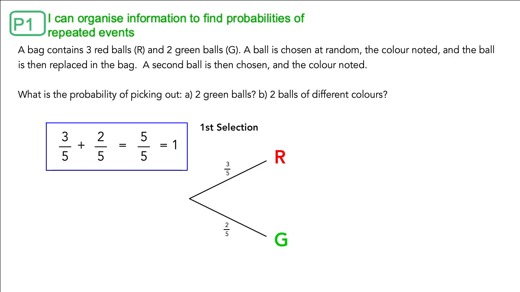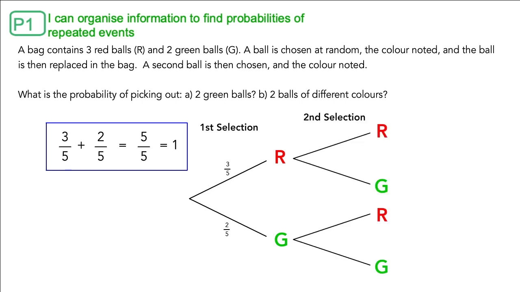The question says the ball is replaced and another ball is selected. This means another set of branches is created. However, there must be a branch for each possibility. If a red ball is selected first, then there's a chance that a red or green ball is selected after. The same applies if a green ball is selected first. There's a chance a red or green ball will be selected after. The probability of selecting a red or green ball a second time hasn't changed since the first selected ball was replaced back into the bag. So our tree diagram looks like this.